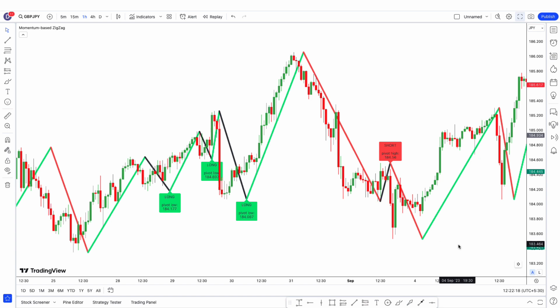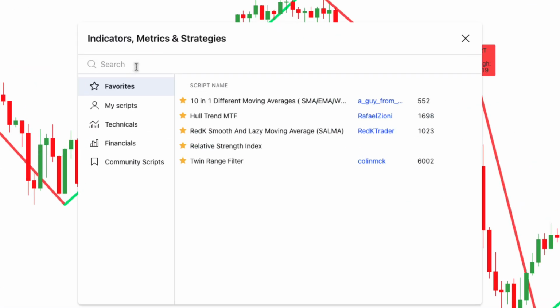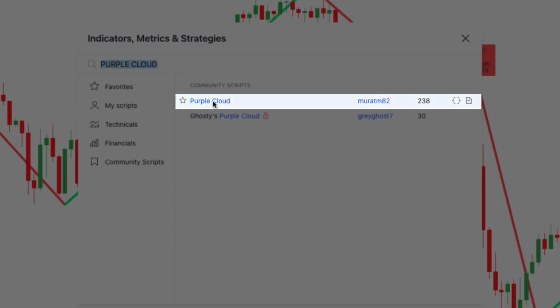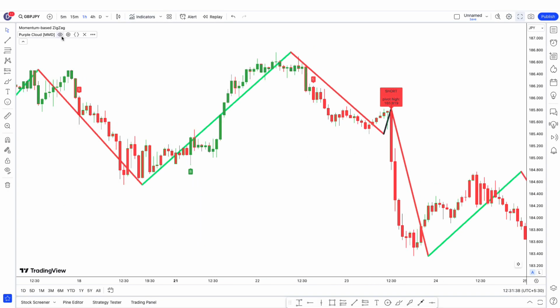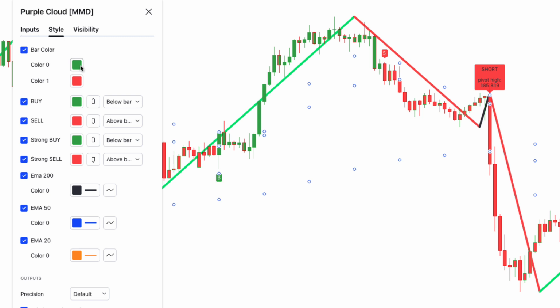To filter out the majority of these false signals, we're going to need a trend confirmation indicator. On the indicator search tab, type in purple cloud. Select this one by Marat M82. Double-click on it to access the settings panel. Then on the inputs tab, change the period to 25. Then on the style tab, change the bar colors, setting color 0 to green and color 1 to red, and then disable all these options.